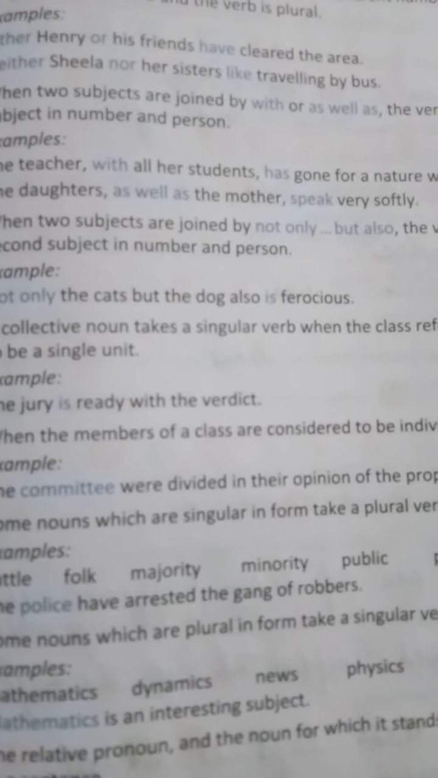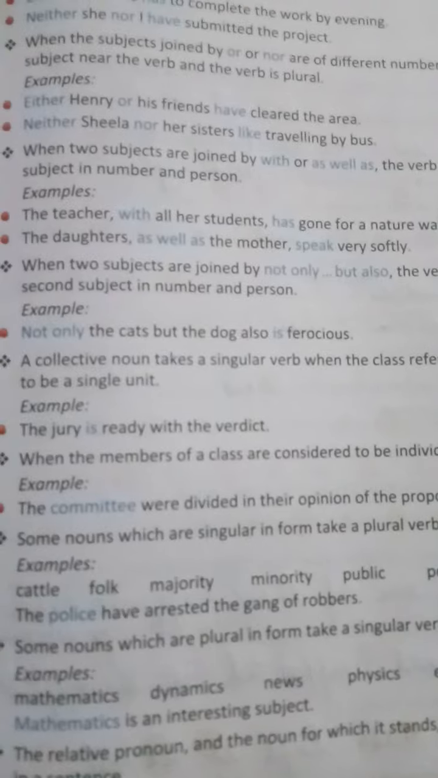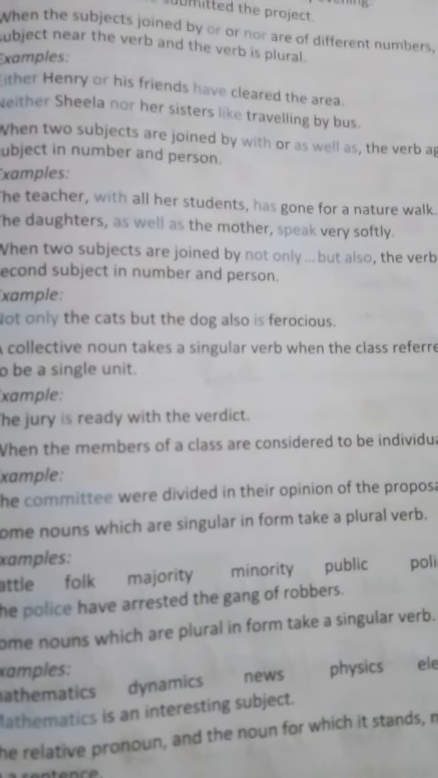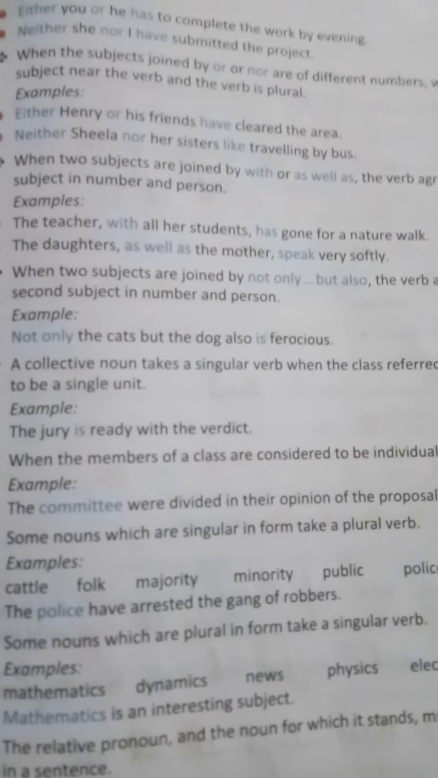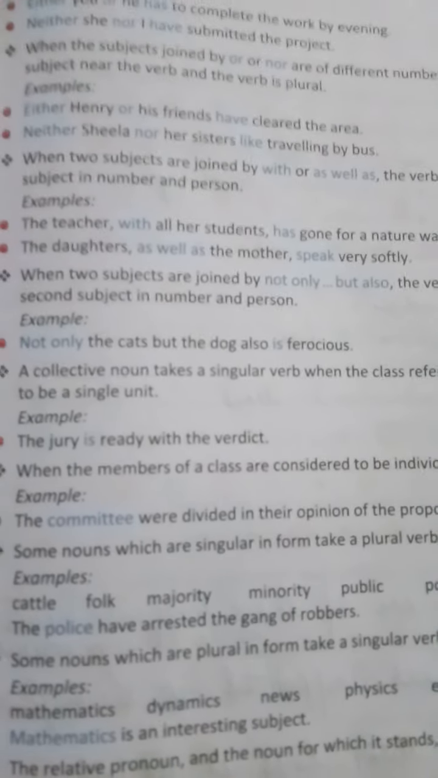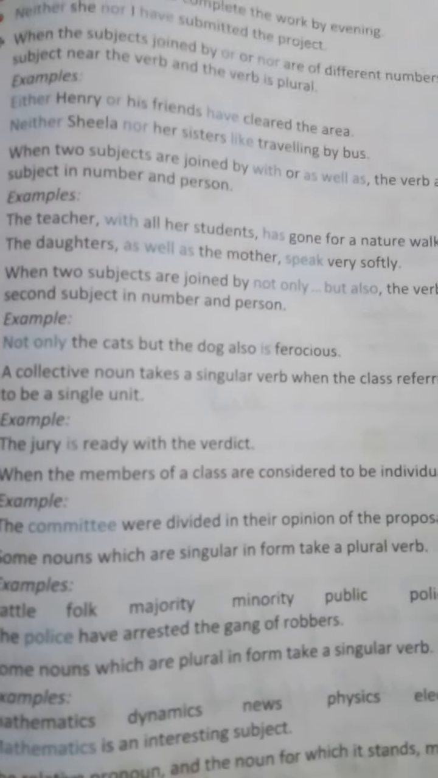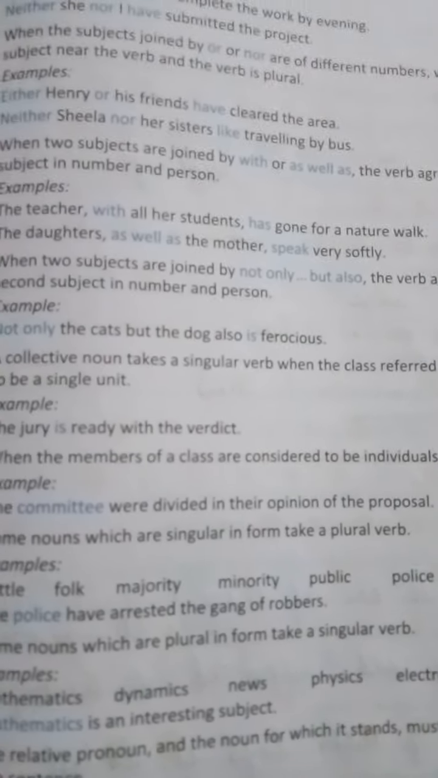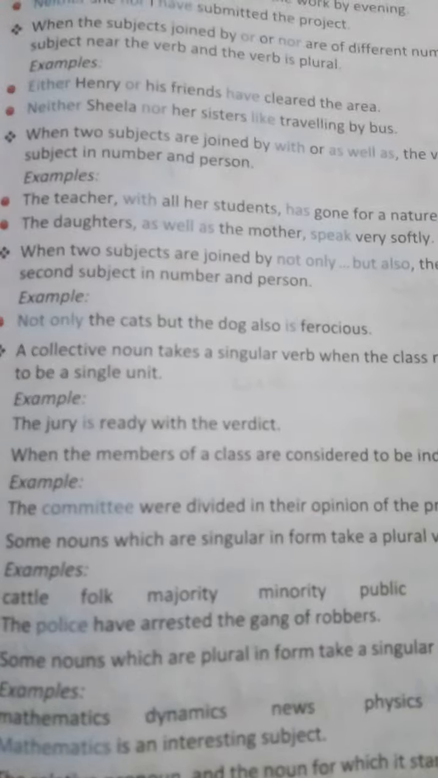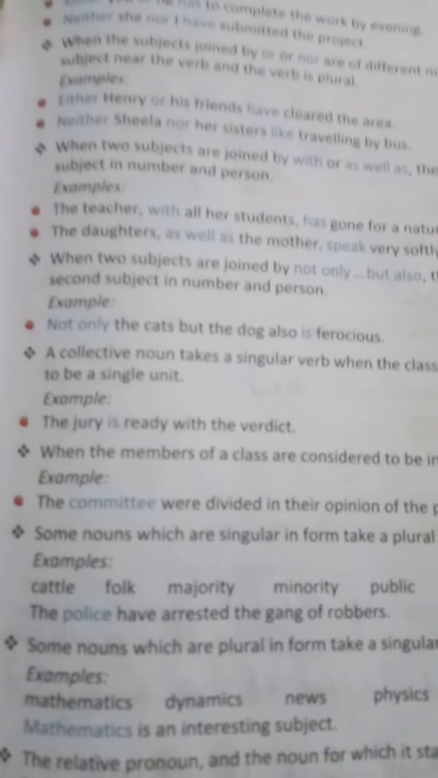The daughters as well as the mother speak very softly. Here again the daughters are plural, and the sentence is joined with the help of as well as, so instead of taking the verb according to the mother, we have to take the daughters. So the daughters is plural, so that's why here it is written speak very softly. We haven't written speaks because the daughters are plural form of noun.